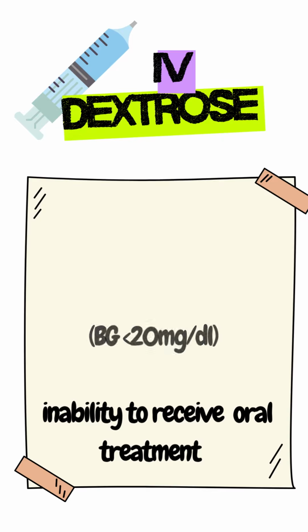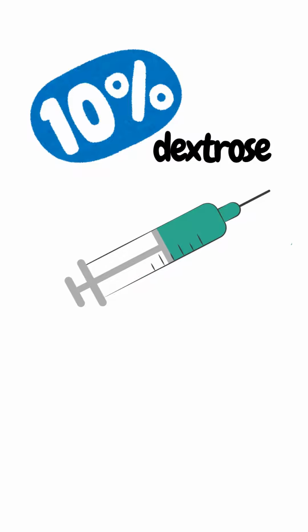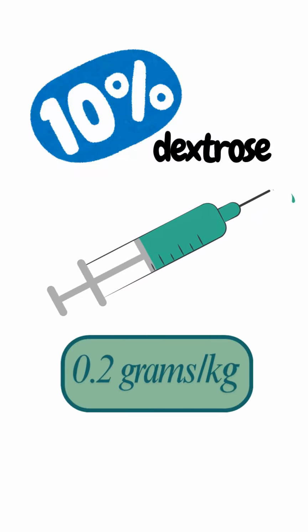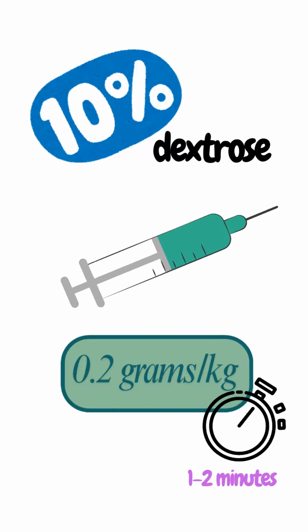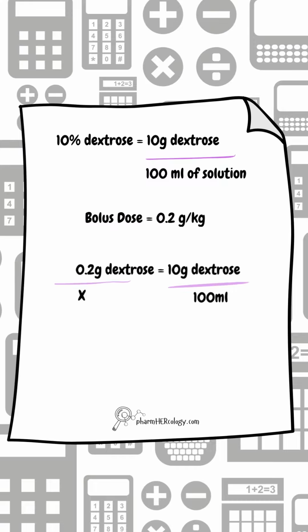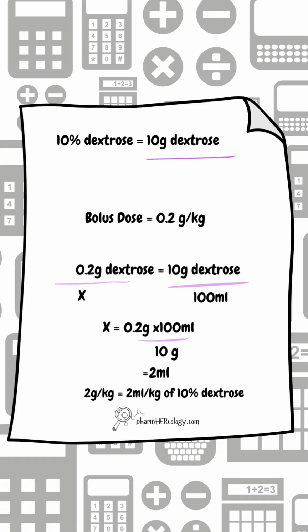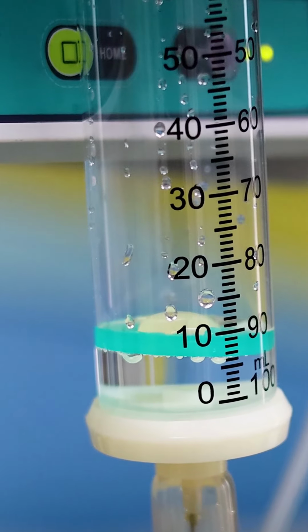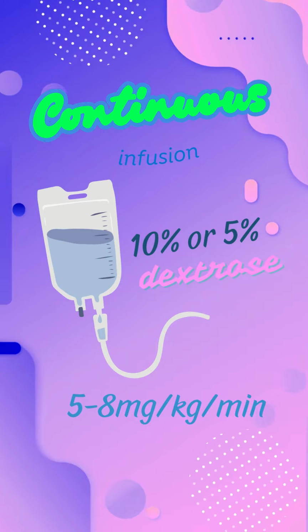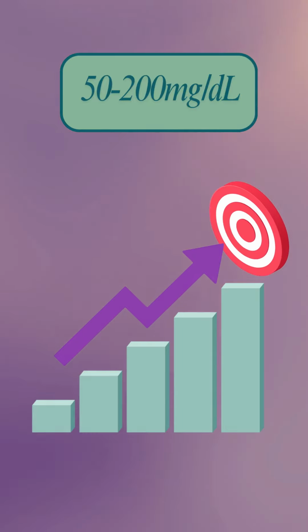oral treatment. 10% dextrose is given as a bolus in severe cases of neonatal hypoglycemia. It is dosed as 0.2 grams per kilogram that is administered over 1 to 2 minutes. A 10% dextrose solution contains 10 grams of dextrose per 100 ml. The bolus dose of 0.2 grams per kilogram translates to 2 ml per kilogram, which are the units you will typically see ordered. A continuous infusion of either D5 or D10 may follow, titrated to achieve a target glucose level of 50 to 200 milligrams per deciliter.